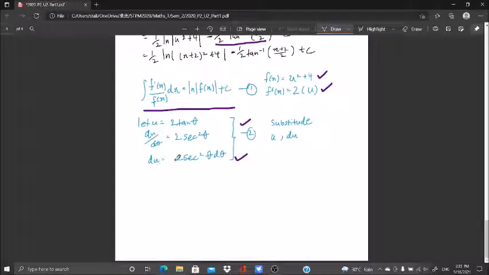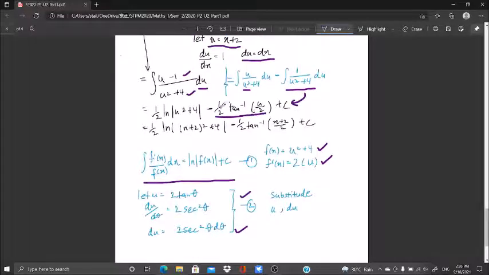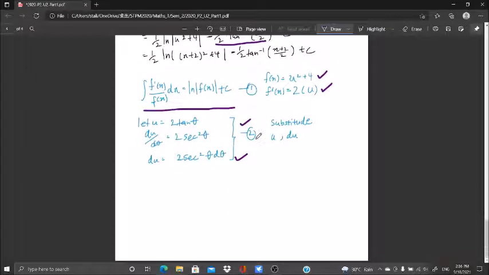You see, du equals 2 secant squared theta d theta. When we put u inside, the denominator becomes 4 tangent squared theta plus 4. And we know that 1 plus tangent squared theta equals secant squared theta. So that's the point. When we cancel off, we will finally get this, half of arctangent (u over 2). So up to here, we will continue this in our next video.